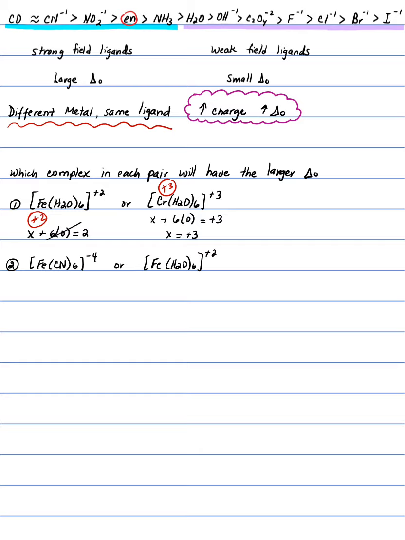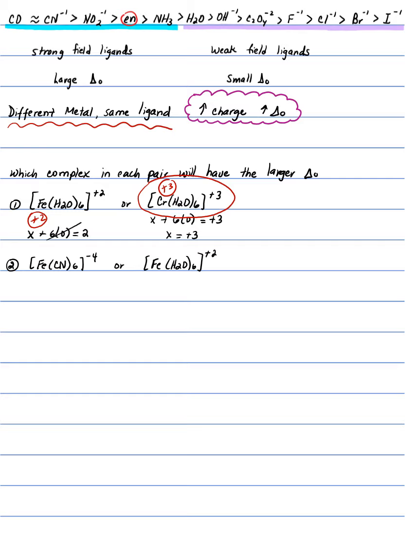So you have that for iron, oxidation number is +2, for chromium is +3, and then you have a note right there that is telling you the larger the charge, the larger the splitting. So out of the two, the metal with the larger charge or larger oxidation number is chromium, which means that that one should be the one with the larger splitting. So for the first pair, I'm marking that one.